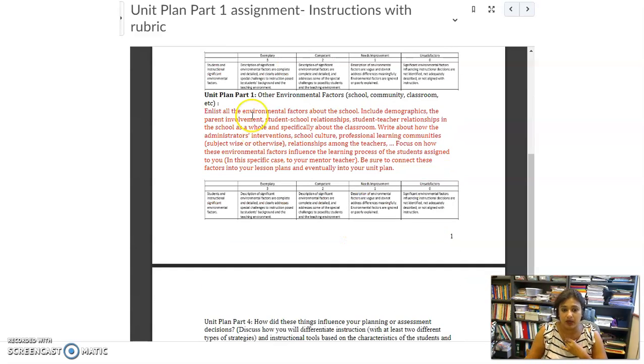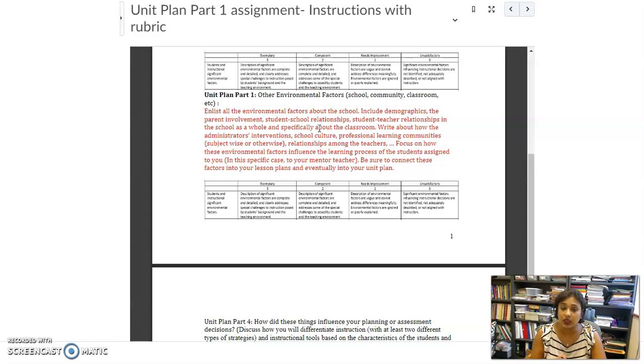The second part is all about the environmental factors. That means school as such. So you're talking about the school, you're talking about the demographics of the school, you're talking about the community around the school. So what is happening? Like, do they have any programs that involve the community and the parents? We have CIS. Do they have any of those tutoring programs, after school programs, things like that? That goes in the environmental factors.